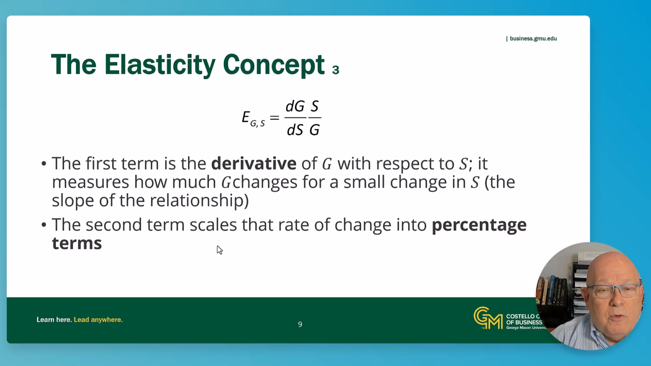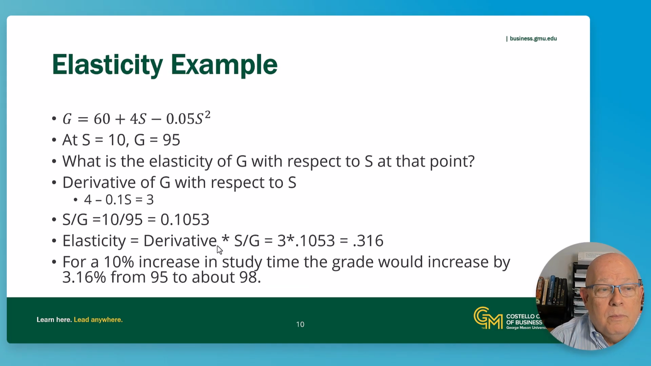So that, again, that first term in the equation is the derivative of G with respect to S. How much G changes for a very small change in S. Recall we did that in the very first lecture in week 1. And the second term basically scales that rate of change and puts it in percentage terms. So if we look at 10 hours of study, if we work through the formula, we would get a grade of 95.